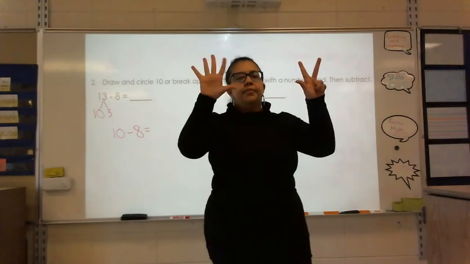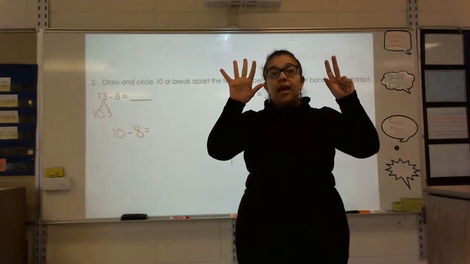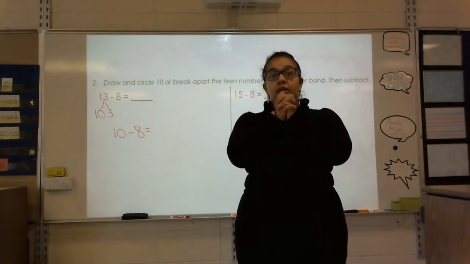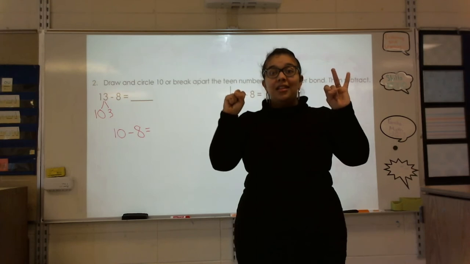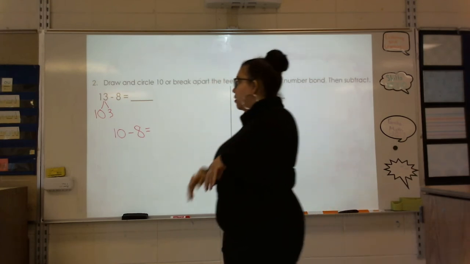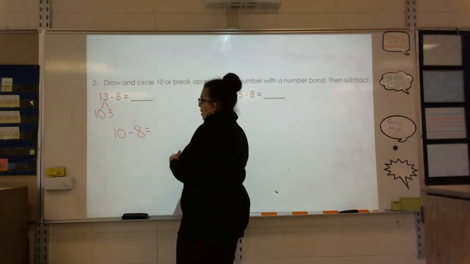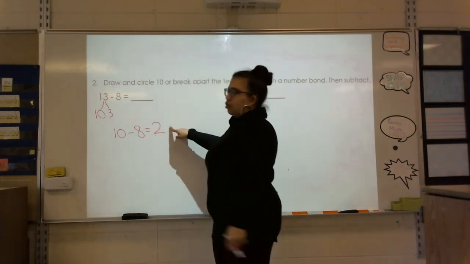All right, show me 8. How many more do you need to make 10? 2. Oh, so 8 and 2 make 10. Okay, so show me 10. Take away 8. How many are left? 2. So still 8 and 2 make 10. Okay, so 10 minus 8 is equal to 2. Is that the answer to our question?